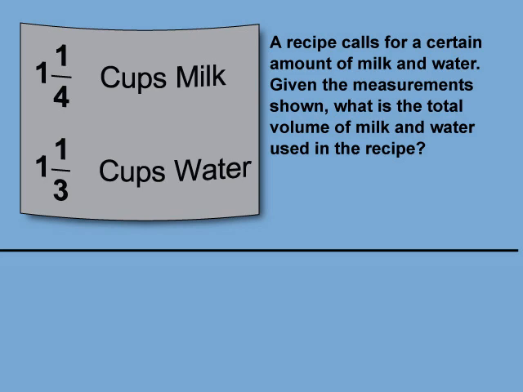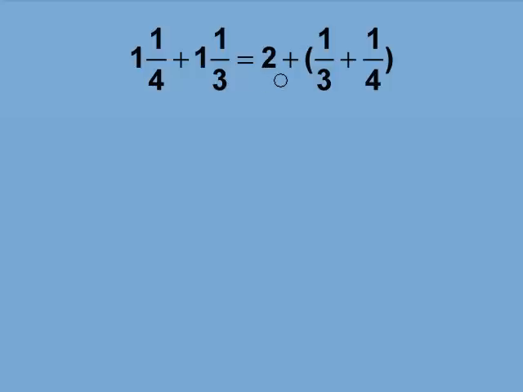A recipe calls for a certain amount of milk and water. Given the measurements shown, what is the total volume of milk and water used in the recipe? In this example, we are adding 1 1/4 and 1 1/3 as shown here. We can separate the whole number parts and the fraction parts and add them separately, as shown here. We now just need to find a common denominator for 1/3 and 1/4.